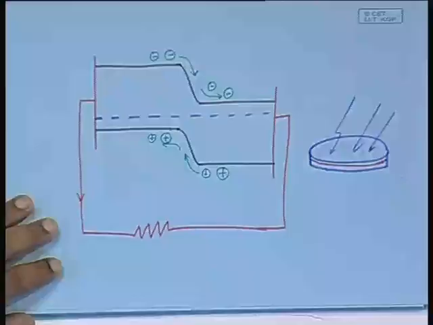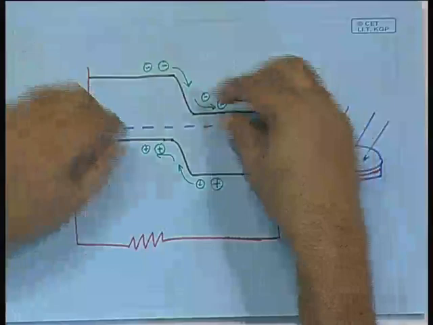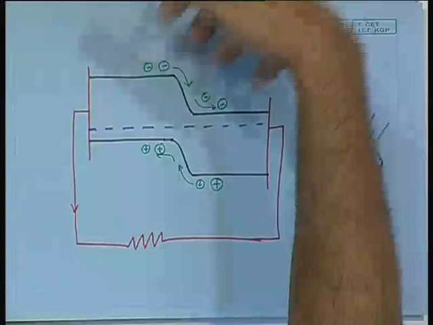You have got the solar light coming in and the separation of the charges. Separation of charges means what? Charges flowing in the opposite direction means what? It is not voltage, it is current. So, the incident solar radiation produces a current. So, it becomes effectively a current source, not a voltage source.